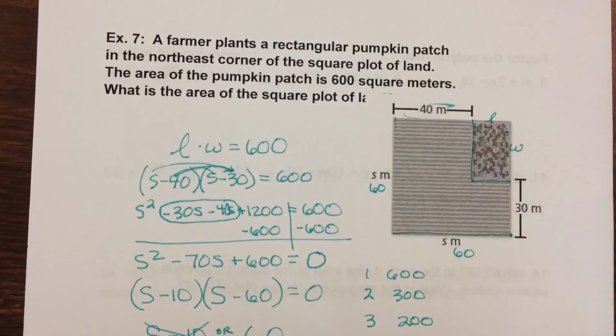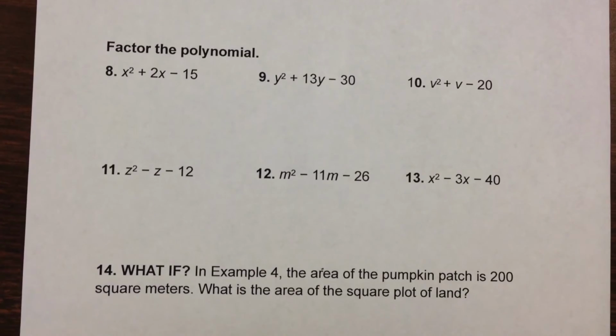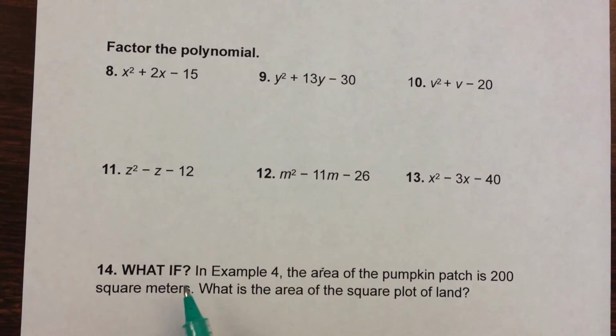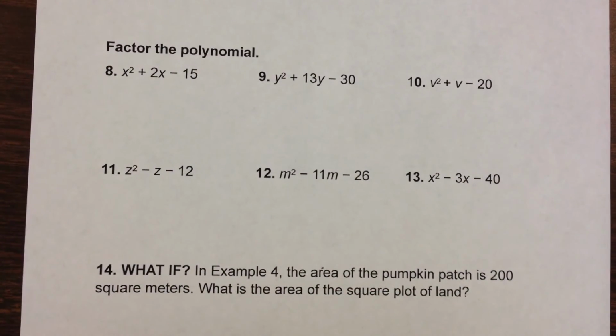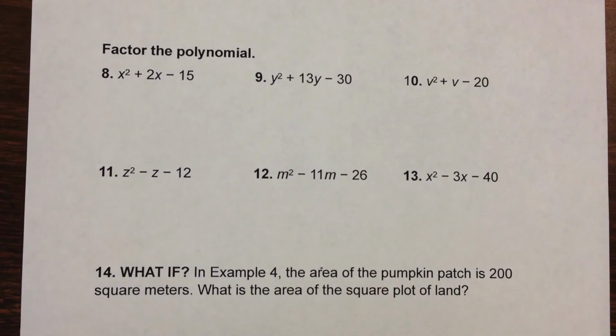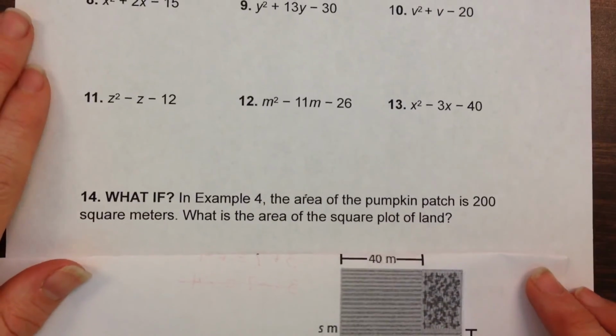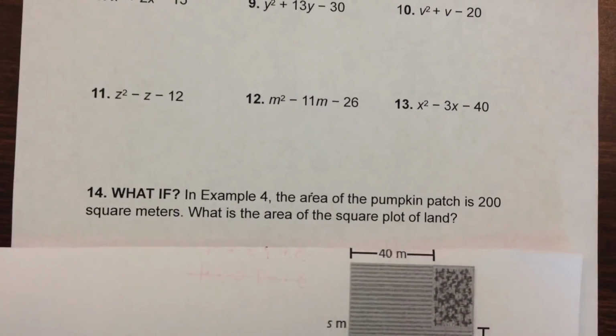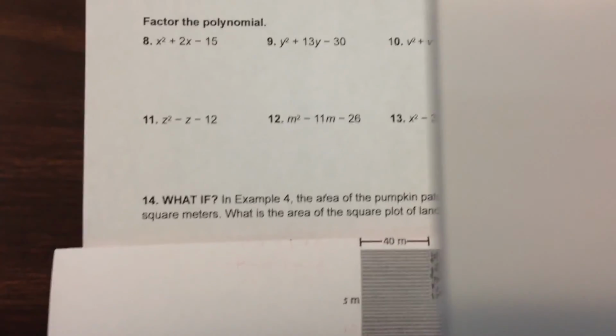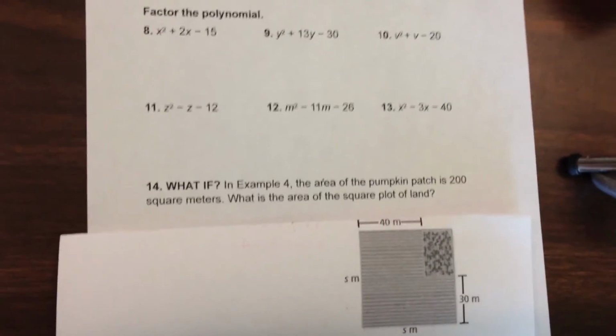And got a few more problems for you to factor. Then, what if the area of the pumpkin patch was 200 instead of 600? So I'm going to give you that picture right here, for you to pause and do.